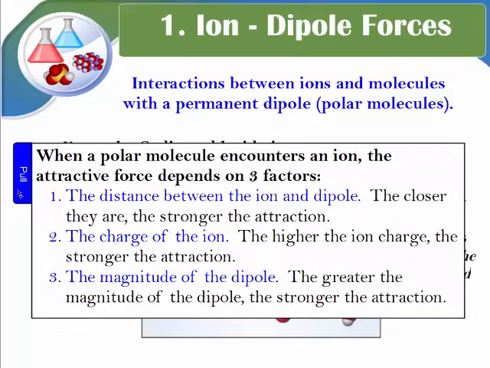The strength of an ion dipole force depends on 3 things. The distance between the ion and the dipole. The closer they are, the stronger the attraction. Therefore, we want smaller ions and atoms. The charge on the ion. Just like in our ionic compound, the greater the charge, the greater that attraction will be. So higher charged ions. And the magnitude of the dipole. Magnitude of the dipole is simply saying how polar is that bond. The greater the magnitude of the dipole, the stronger the attraction.